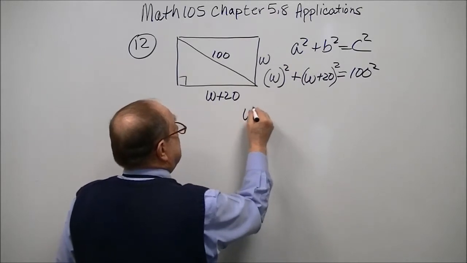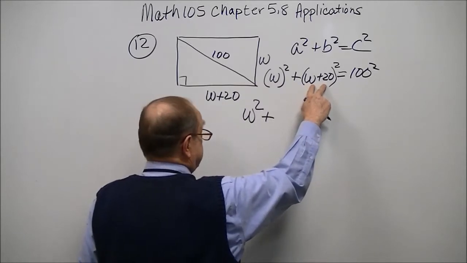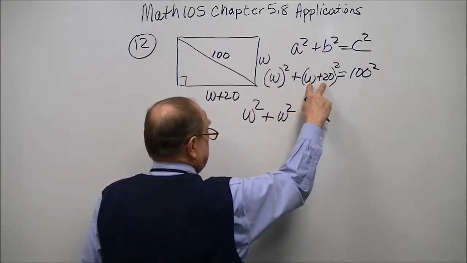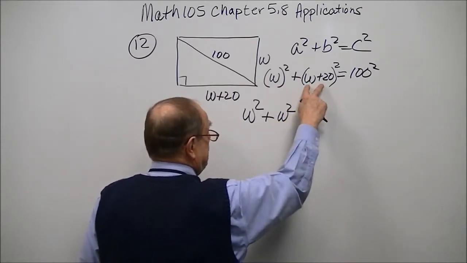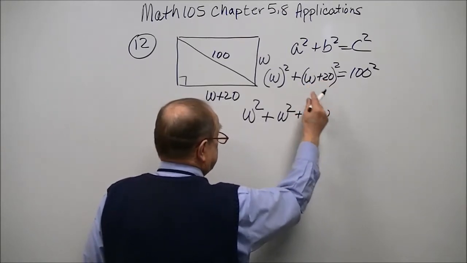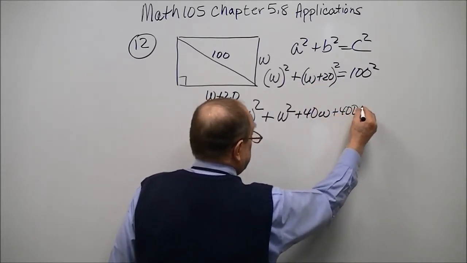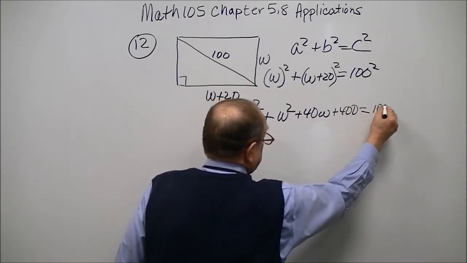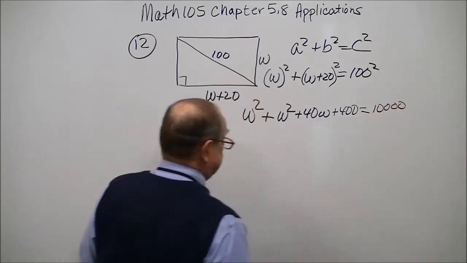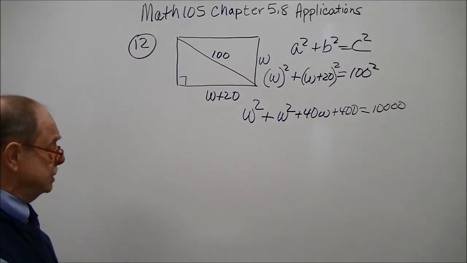So this becomes W squared. We're going to use that special technique for squaring this, which is square the first term, multiply these two together, and then double it. So 20W becomes 40W as we square it. And then we square 20, and that's going to give us 400. And that's going to equal, let's see, I need 4 zeros. So that's our basic equation.